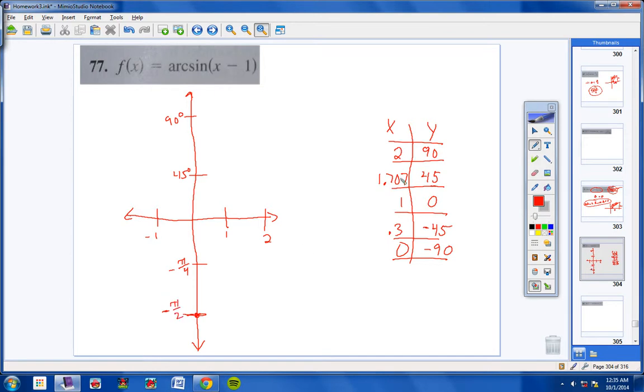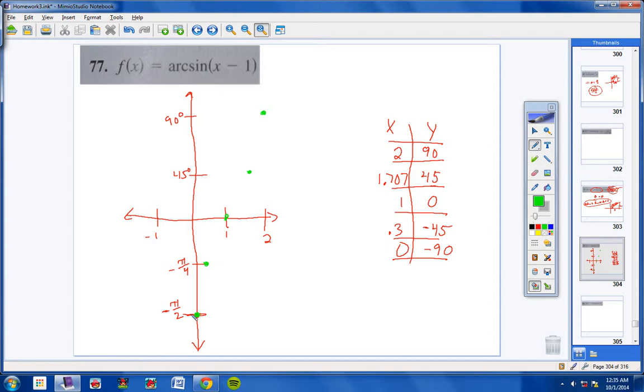All right, well, let's plot these points. The first point here is over 2 and up 90, so I'll put a point right here. The other point is over 1.7, so about right here, and up 45, so approximately right here. The next point is 1, 0, okay, a little bit of a curve there. And then 0.3, so we go over 0.3 about right here, and then down negative 45, so about right here. And then 0, negative 90 right here.